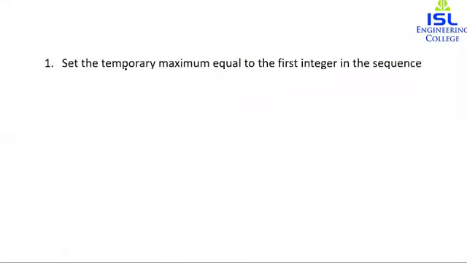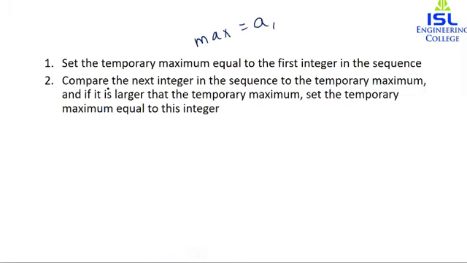First and foremost, set the temporary maximum equal to the first integer in the sequence. So what was that? Max is equal to a1. We have seen it already. Then the next thing is compare the next integer in the sequence to the temporary maximum, and if it is larger than the temporary maximum, set the temporary maximum equal to this integer. This part is the for loop and the if statement. So this entire thing is this.